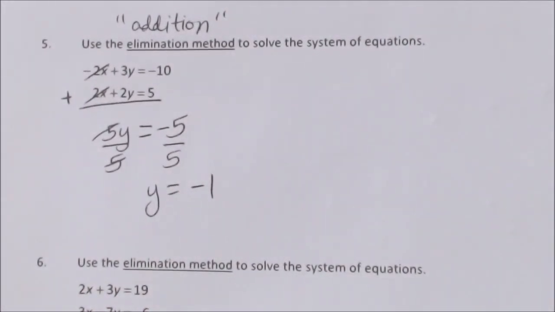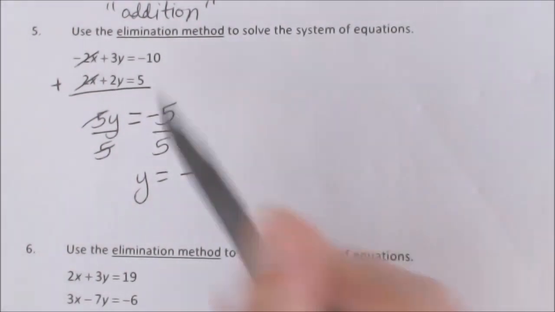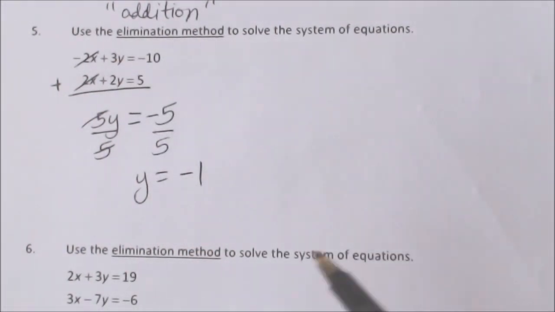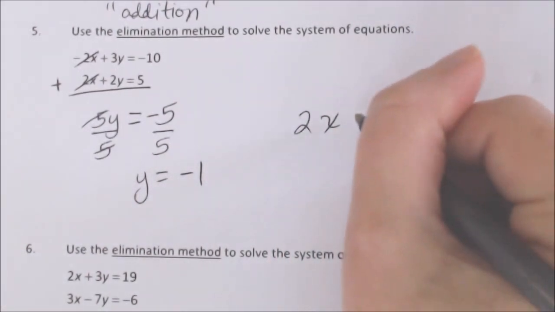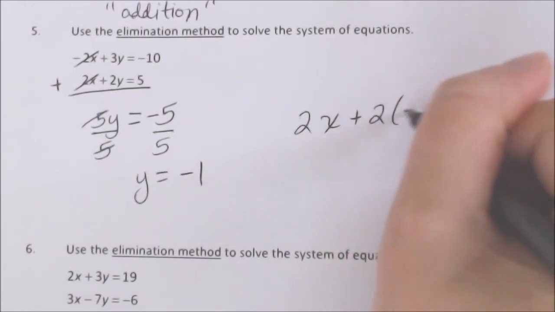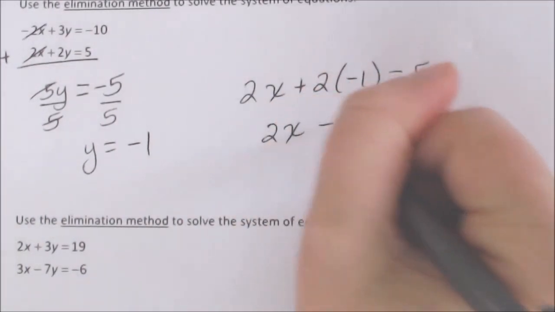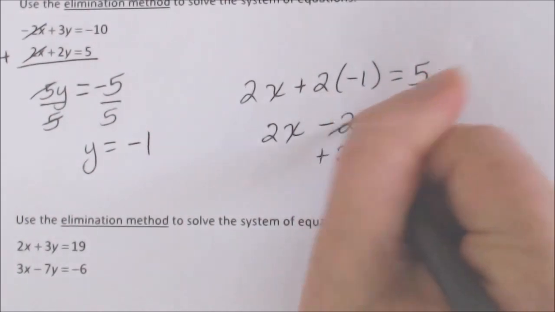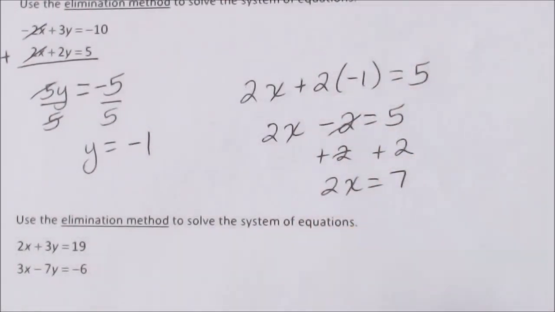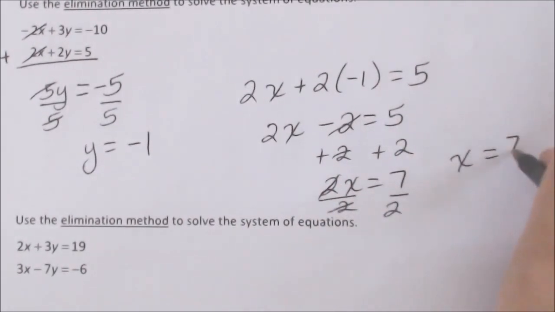Now, just like before, these answers are always involving an ordered pair, so we have to go back and get the corresponding x value. So I'm going to plug -1 in for y into either of the original equations. Makes no difference which one you use. I'm going to use the second one just because it doesn't have a negative sign in it, but you could use the first one. We're going to have 2x plus 2 times -1 equals 5. So then we solve for x. We have 2x minus 2 equals 5. We're going to add 2 to the other side. And we have 2x equals 7. Divide by 2, and we get a solution of x equals 7 over 2.